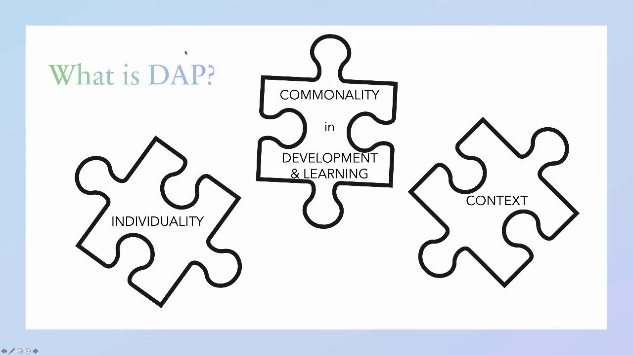They have rephrased the three cornerstones of DAP. Now we're referring to the same concepts with slight rephrasing. You talk about individuality, which is the child's own tweaks, their own experiences. Commonality, which is our milestones. And context, which is that cultural and societal impact.